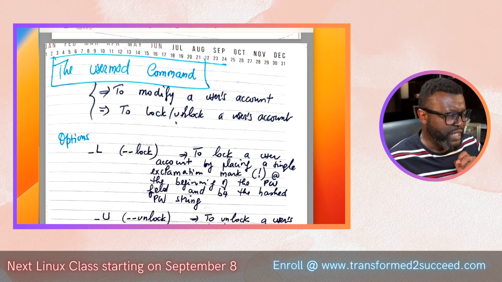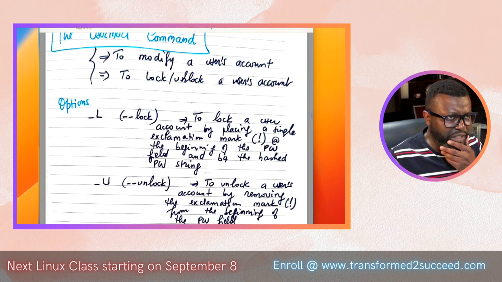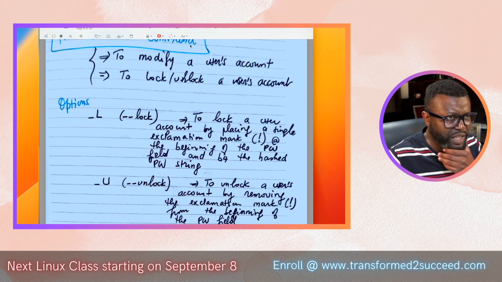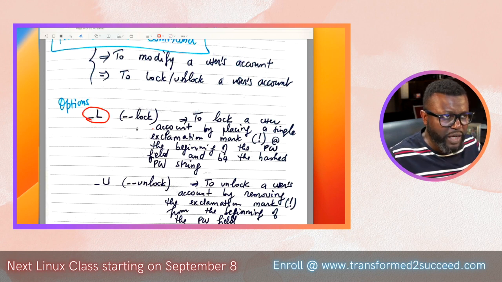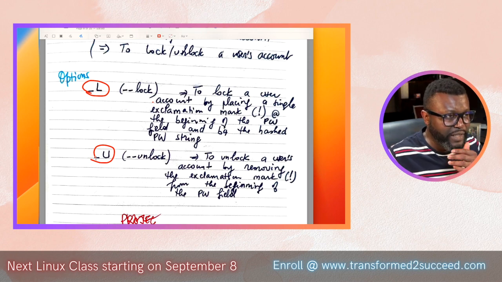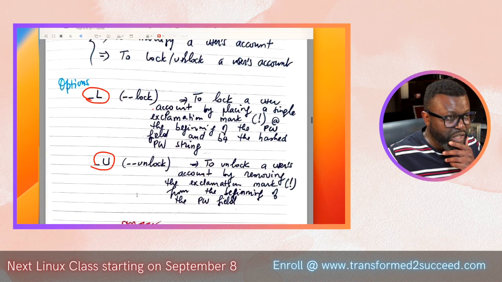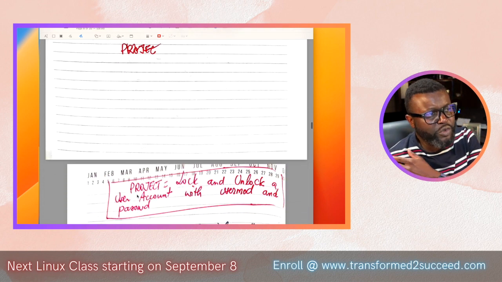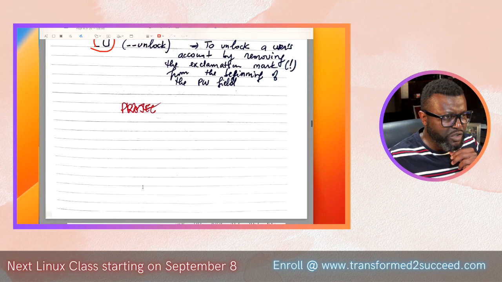Here we have the options that come with the usermod command. You have the uppercase L option here, which is to lock an account. And then you have the uppercase U, which means to unlock. You apply these options to the command to make those changes. And that's pretty much what you need to know about the usermod command. You can add more, but these are the key options that you can use.